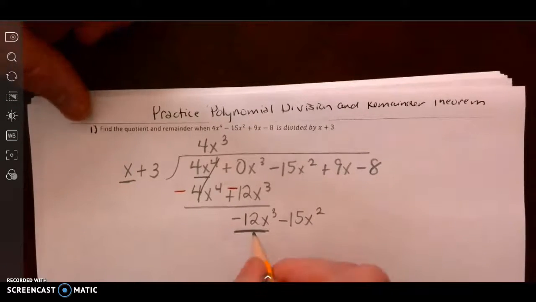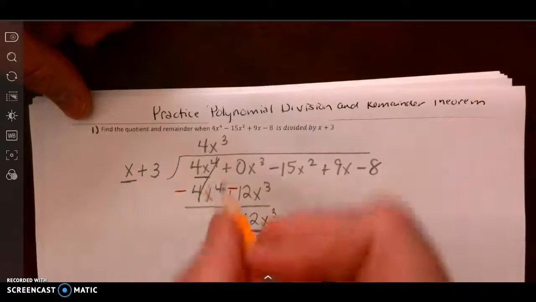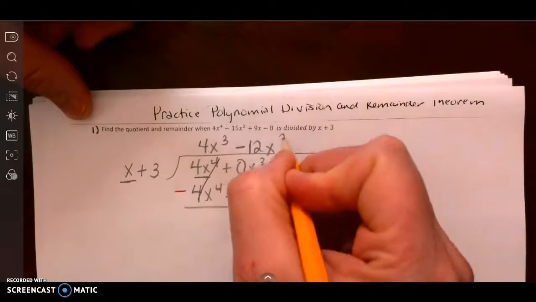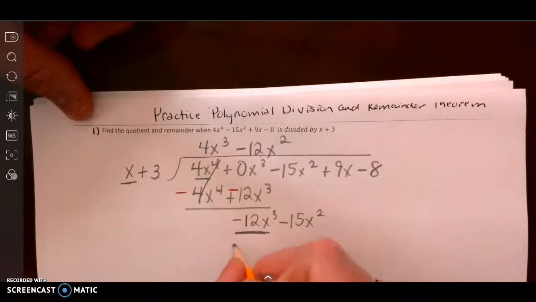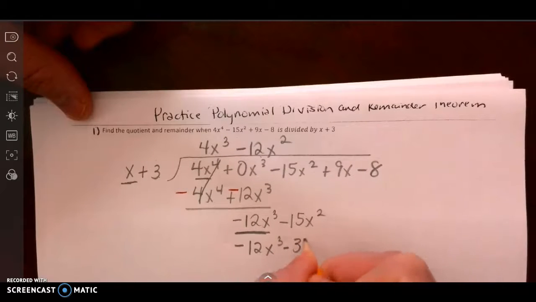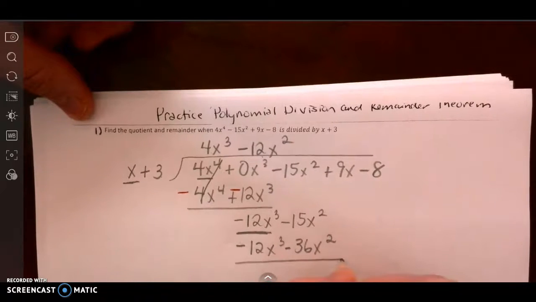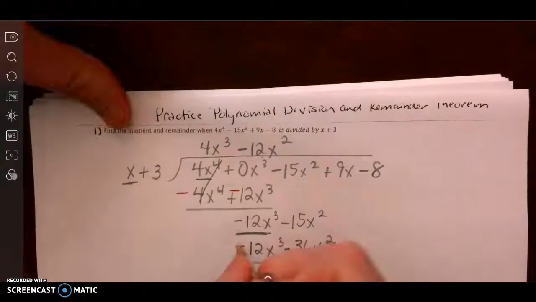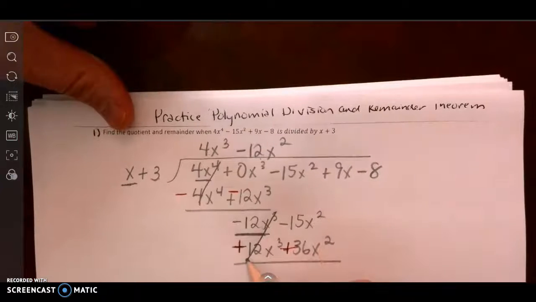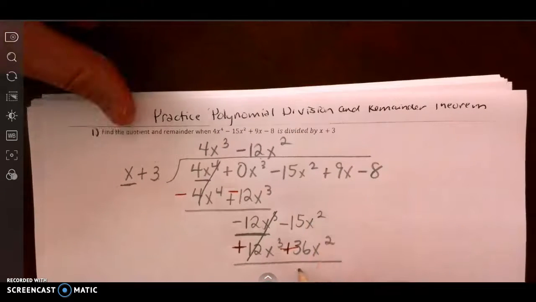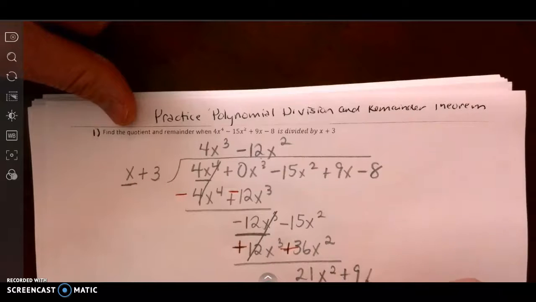Focus on the first. Negative 12x cubed divided by x is negative 12x squared. I'm going to multiply this negative 12x squared by both of these and get negative 12x cubed minus 36x squared. Because I'm subtracting, I'm going to change my signs. These cancel. And 36 minus 15, I get 21x squared. Carry down the 9x.